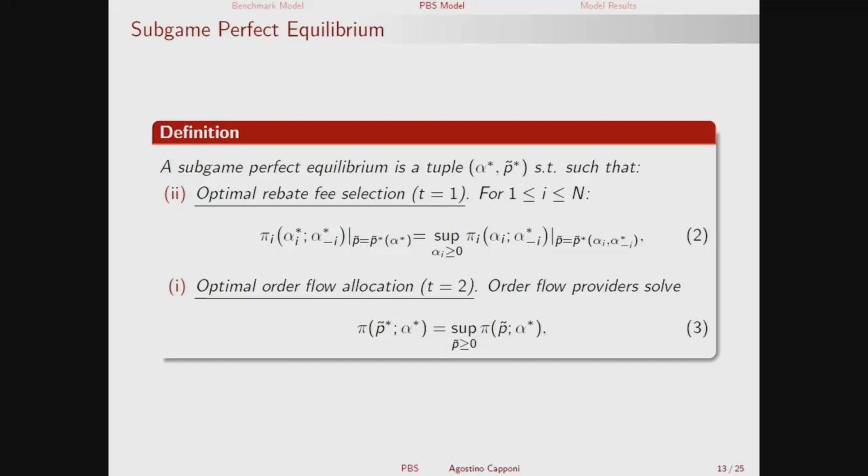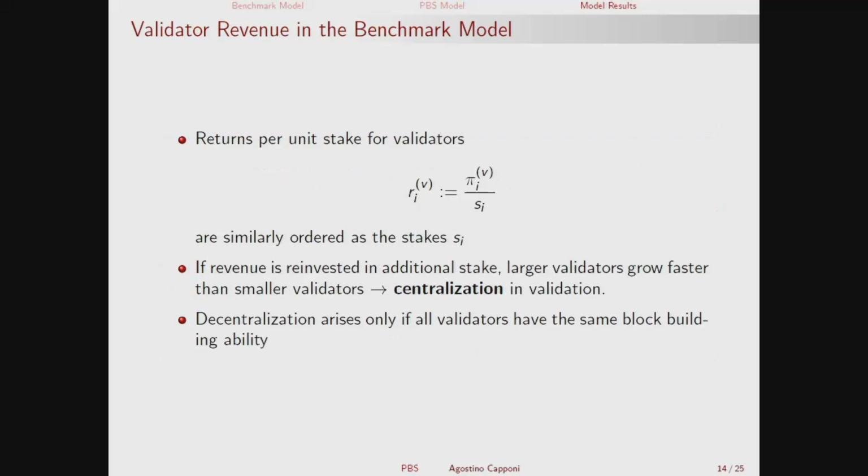We look at the subgame perfect equilibrium of the game. In the first stage, there is a selection of the rebate fee by the builder, and then in the second stage, the order flow provider will decide which builders to allocate order flow to. So let's look at the results of the model. In the benchmark model, it is easy to see that validator centralization happens, because the validator which has the largest stake will be able to get a larger reward.